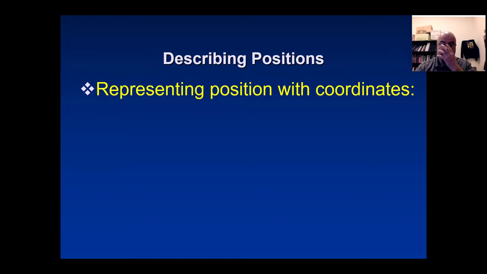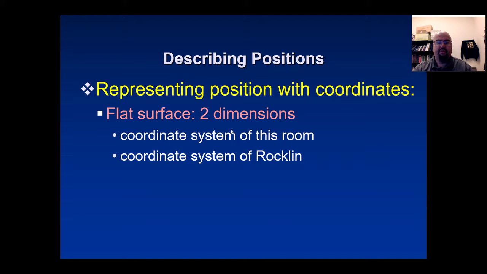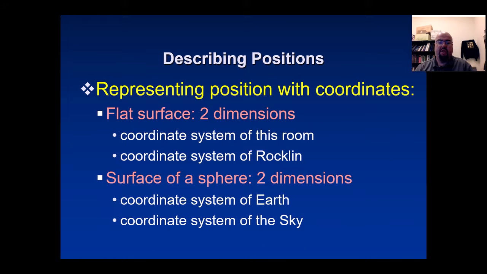You want to represent positions with coordinates, and you're probably familiar with this a little bit. If you have flat surfaces, there are 2 dimensions. There's a coordinate system in this room, for example, although technically it's a 3-dimensional room. You can even have a coordinate system for Rockland. And even on a sphere, you can have 2 dimensions. What we're going to see here is we have different coordinate systems for the Earth and the sky, although as we're going to see, they are related.